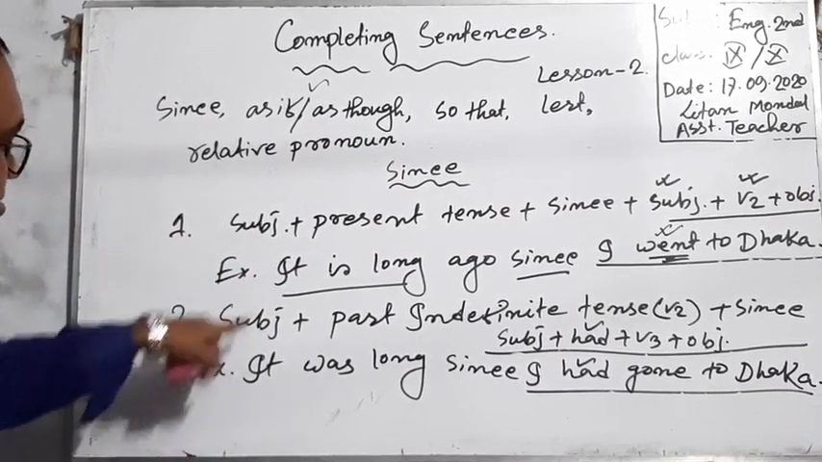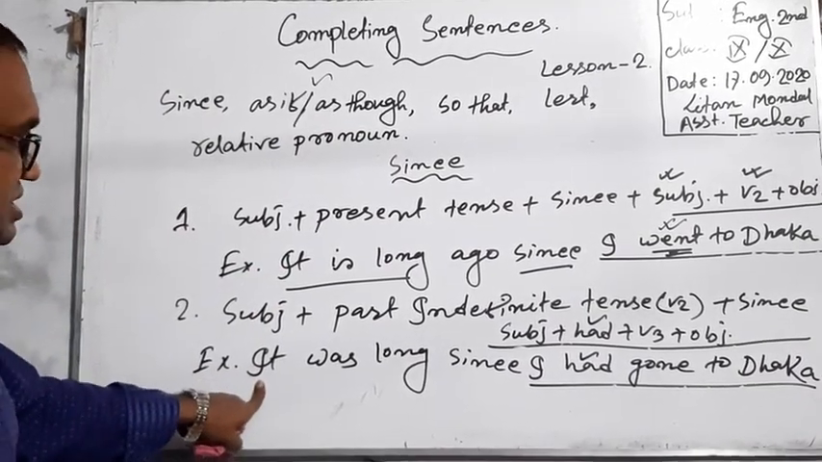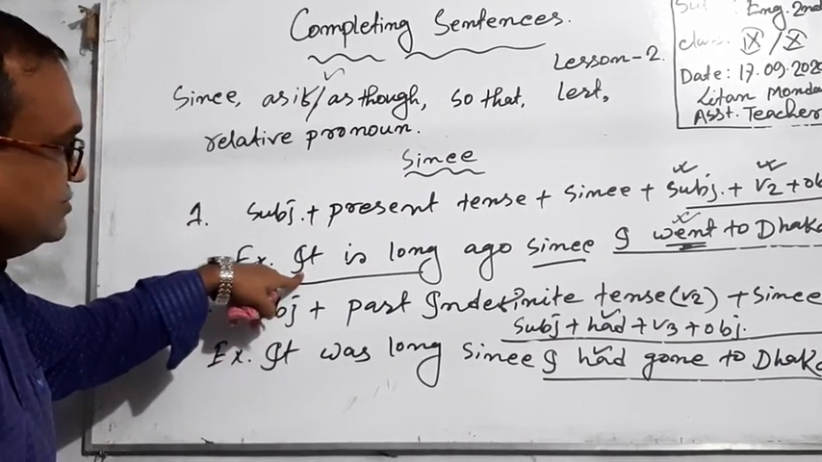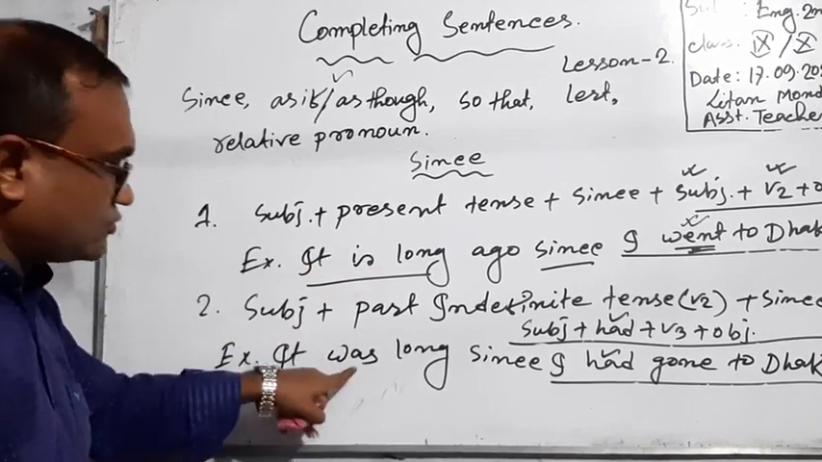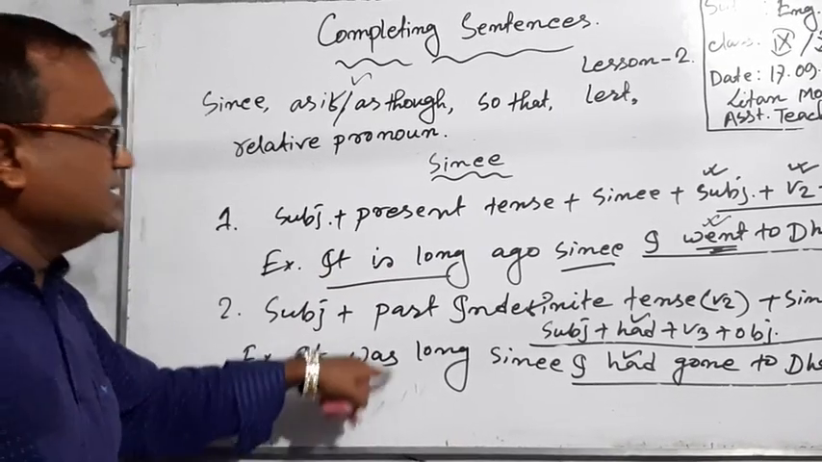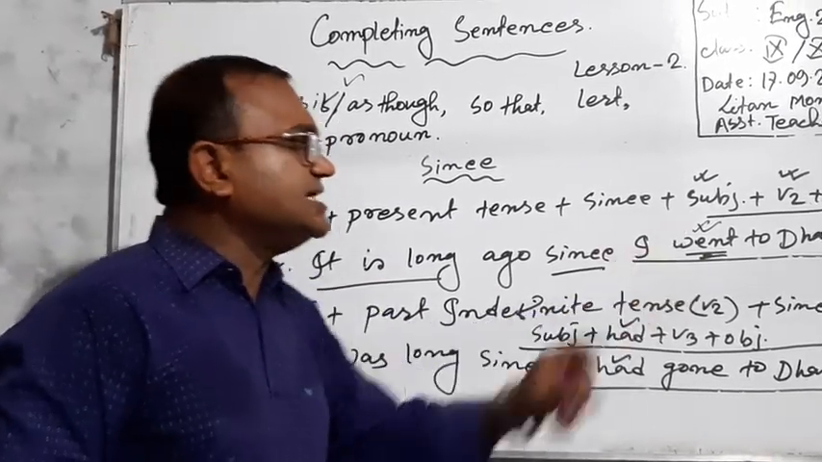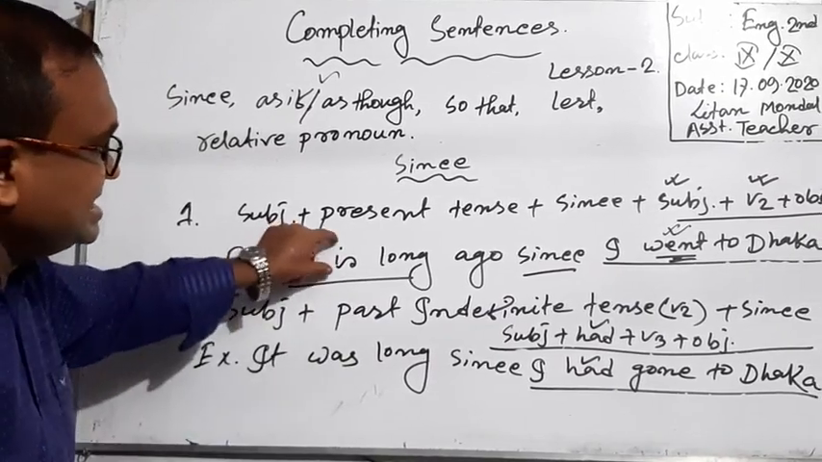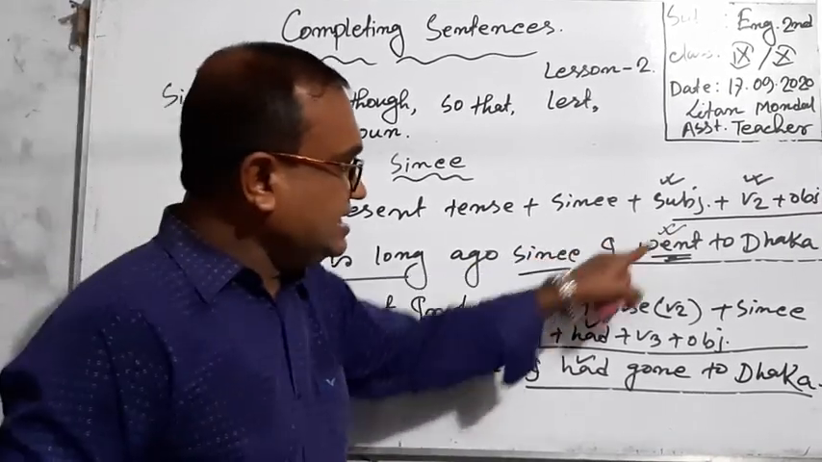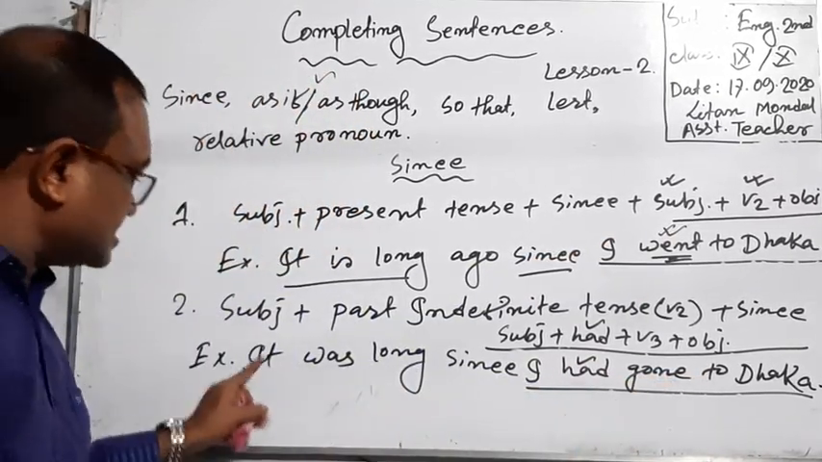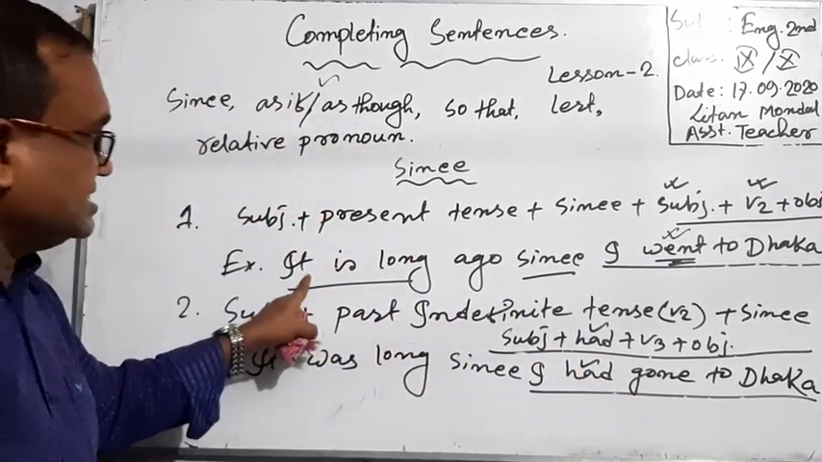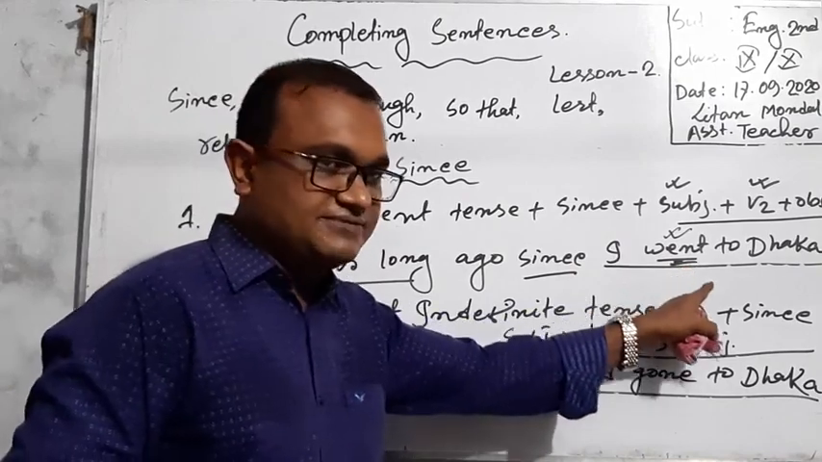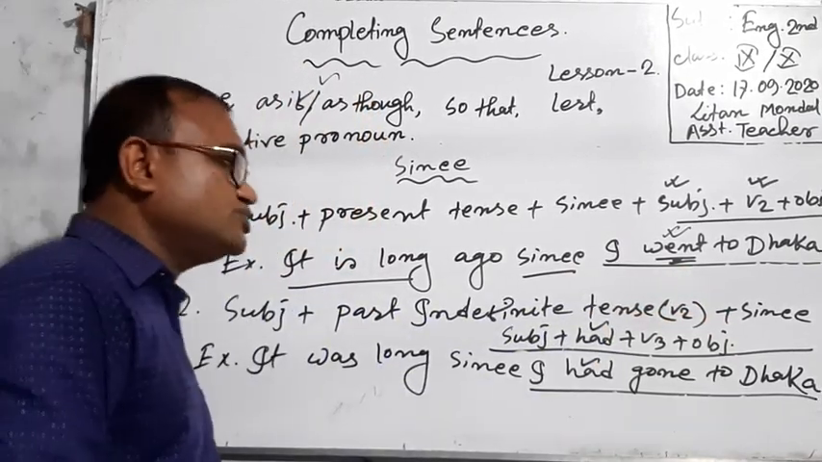Here the introductory it is used as a subject. The verb is for present indefinite tense, but was for past indefinite tense. All words are the same, but the difference is went and had gone, because this is first indefinite, then first perfect. The earlier one is present indefinite, then first indefinite. I think this is clear to you.